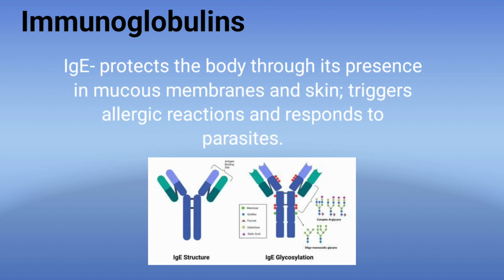The fourth one is IgE. It is the one that protects the body through its presence in mucous membranes and skin. It also triggers allergic reactions and responds to parasites. Again, it works hand in hand with the eosinophils.